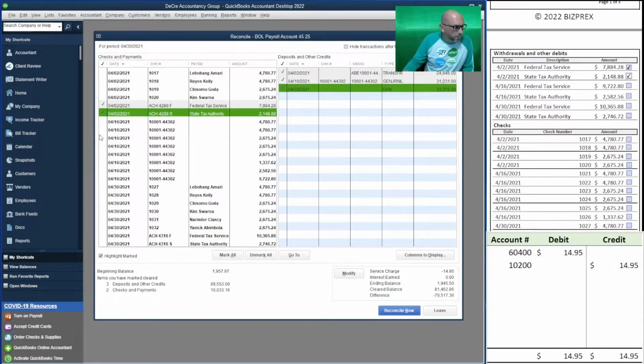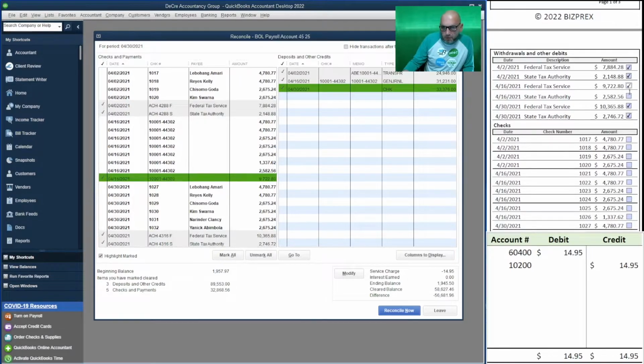Okay, let's see. That's the 10,000 right here. That's the 200 right here. So what else do we have? Those are the checks. Okay, this is the payment. It's a little bit harder, but still doable.